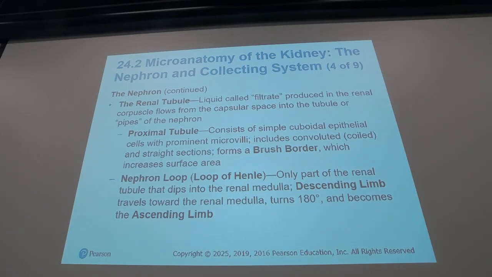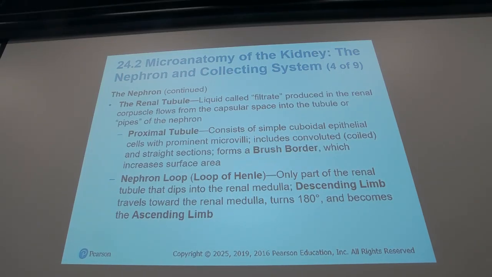Now the tubules are subdivided into segments. The first segment, the one close to the corpuscle, is the proximal convoluted tubule, or PCT. The intermediate segment that makes a U shape is the nephron loop, or the loop of Henle. The loop of Henle has an ascending limb and a descending limb. The descending limb is close to the proximal convoluted tubule. The ascending limb is close to the distal convoluted tubule.